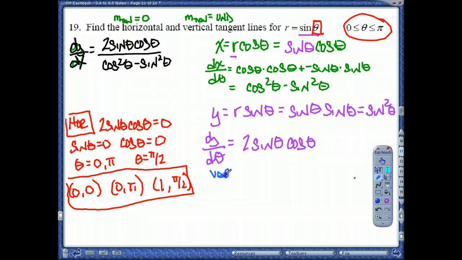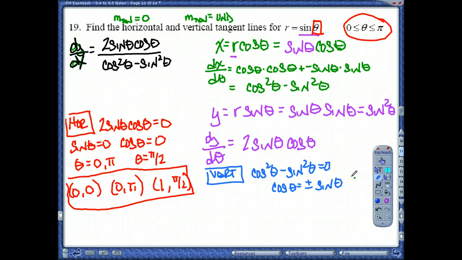So vertical tangent, that is where the denominator is equal to 0. So that's where cosine of theta equals positive and negative sine. Well, cosine equals sine in the first quadrant and in the third quadrant, but I don't have to worry about the third quadrant because of my interval up here. So I'm only really worried about the first quadrant. They're opposites of each other in the second and the fourth, but once again, theta is in between 0 and pi. So this is going to happen at pi over 4 and 3 pi over 4.